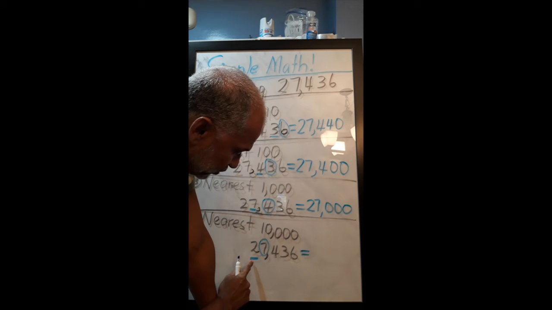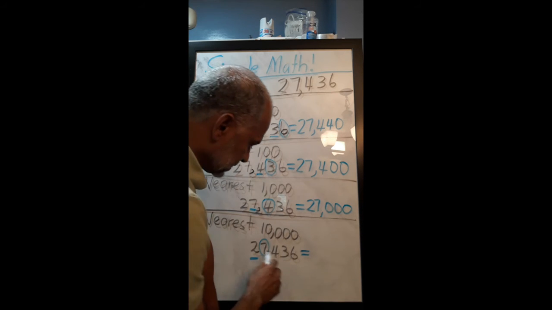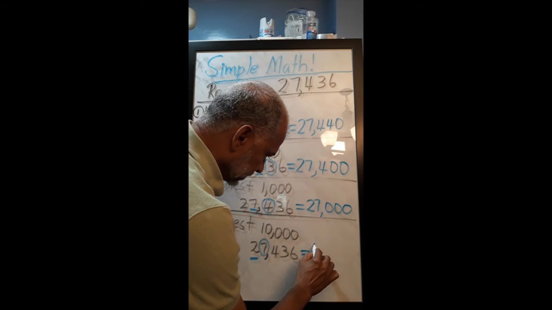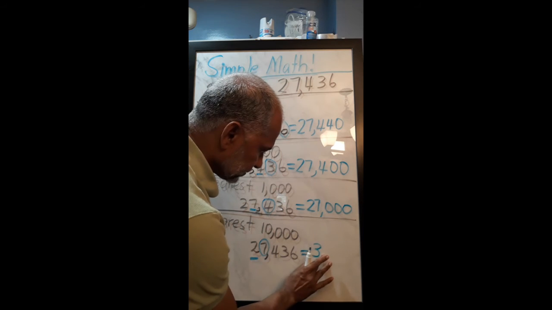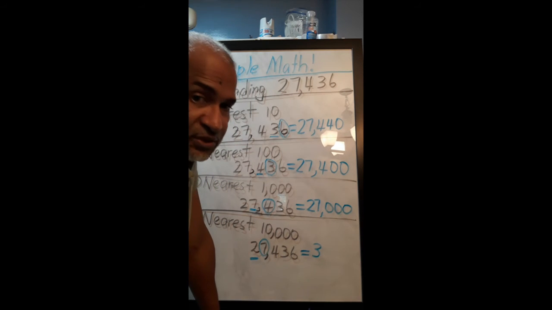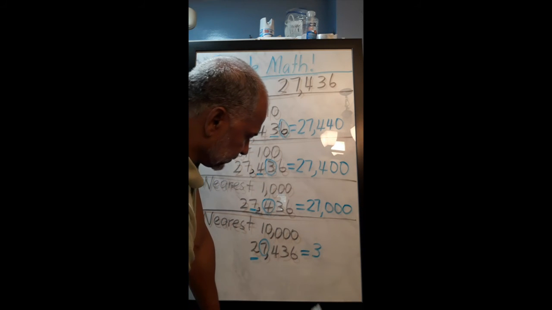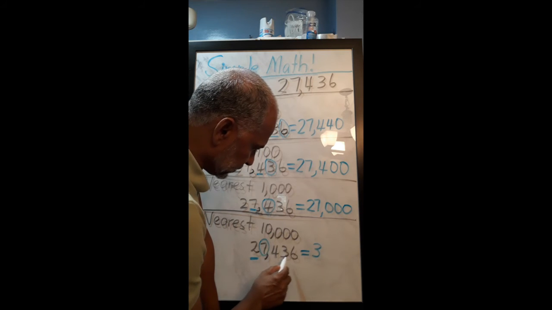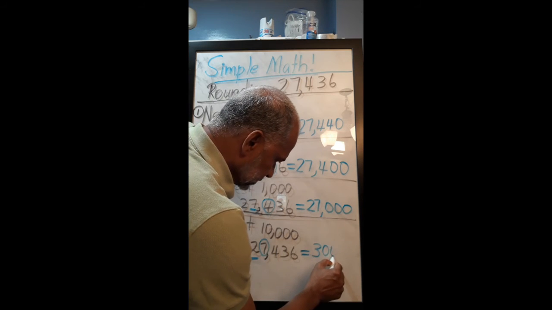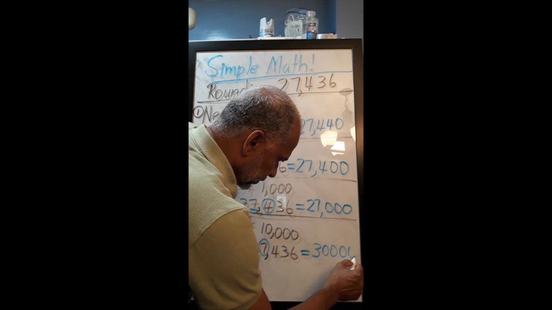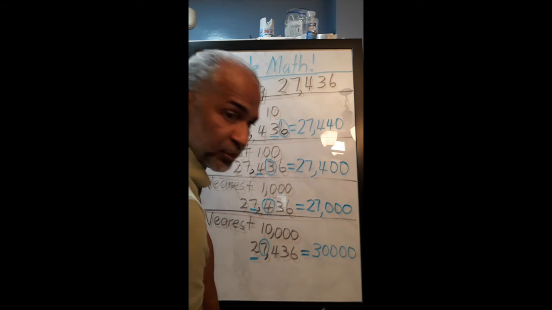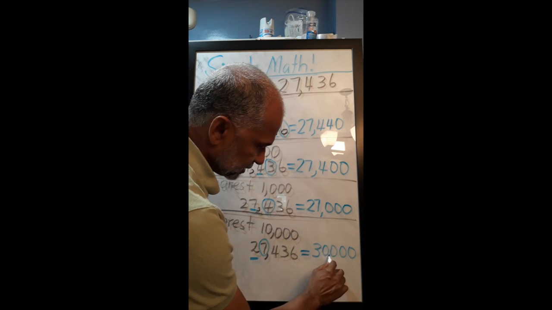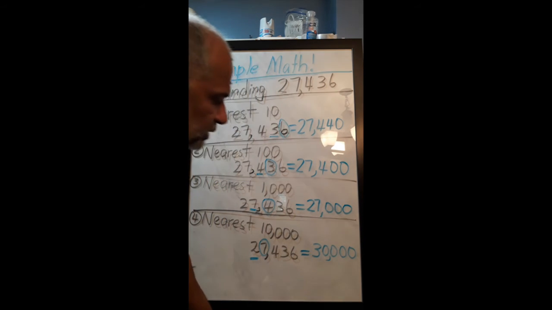So we have to add 1 to the 2. So the 2 becomes 2 plus 1 is 3. Then we put zeros in all the other place values: 1, 2, 3, 4. And we know from right to left, we put a comma after 3 places. So it's 30,000.